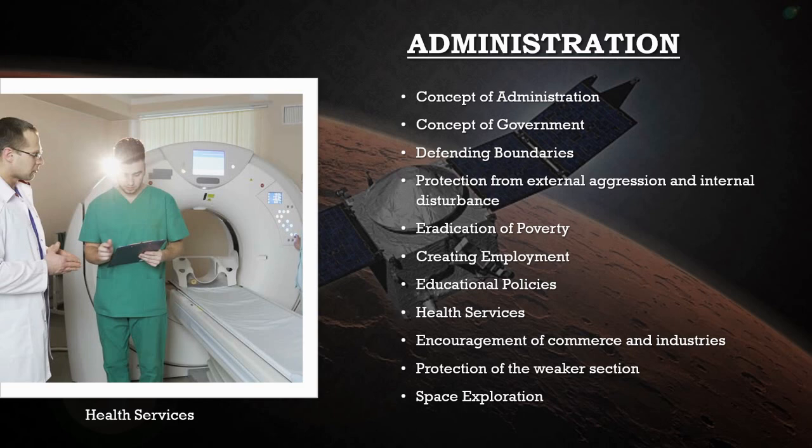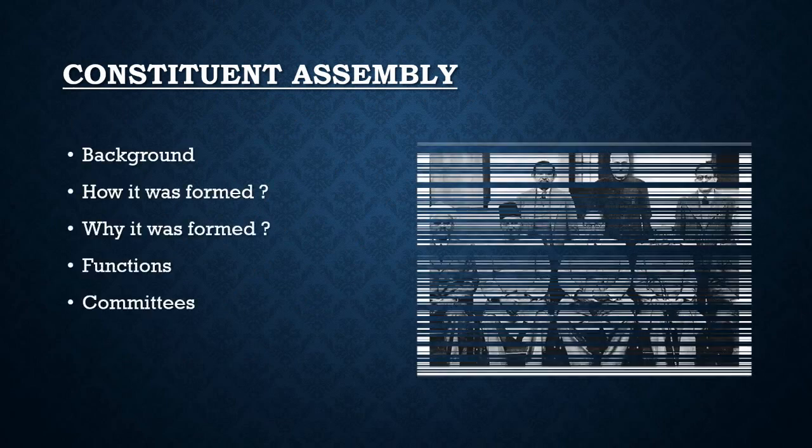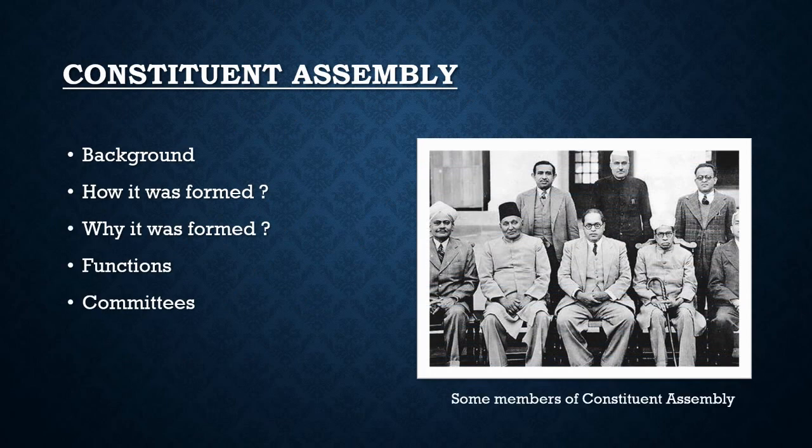Now let us look at the emergence of the Indian Constitution. The process of making the Indian Constitution started in 1946. The leaders of the freedom movement insisted that independent India will be governed not by the laws made by the British, but by laws made by Indians themselves. So a committee was established to prepare the constitution of independent India. It came to be known as the Constituent Assembly.